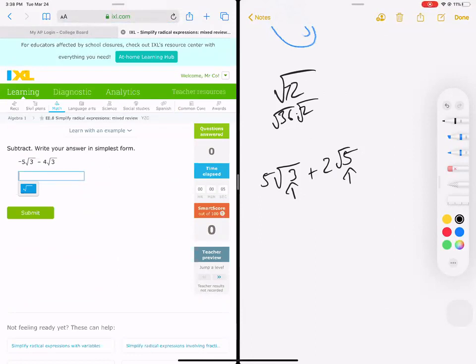Are square root of 3 and square root of 3 like terms? Could I subtract them? The like terms, so negative 5 and negative 4 combined become negative 9.